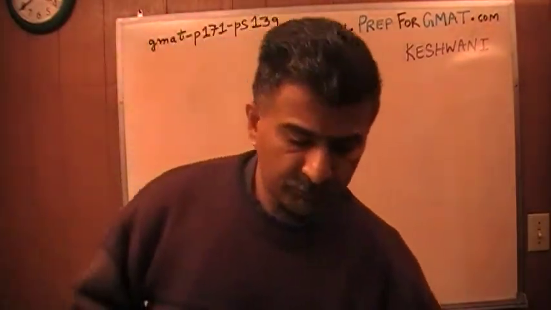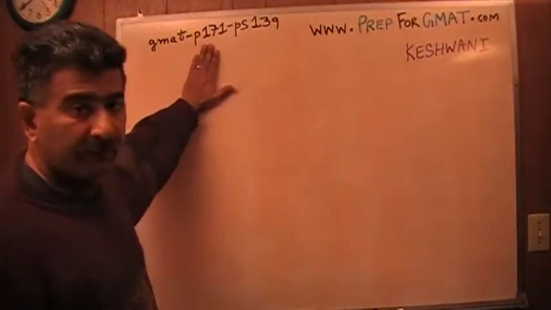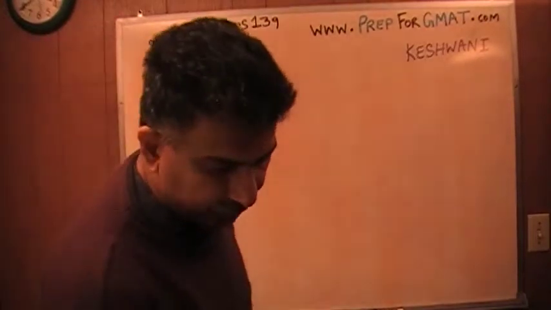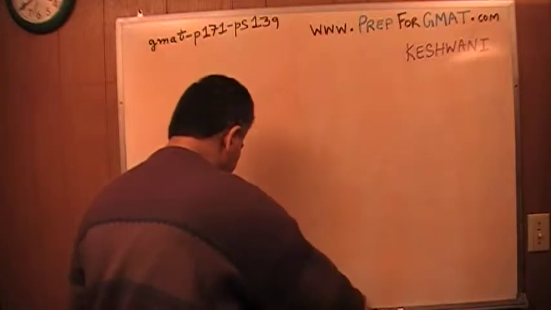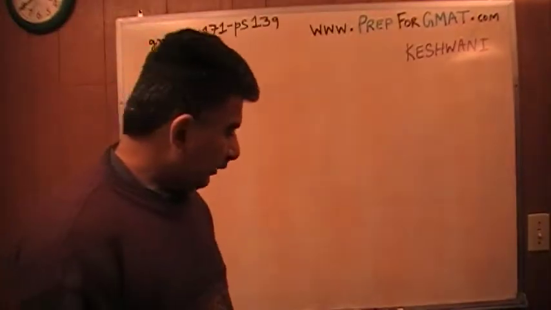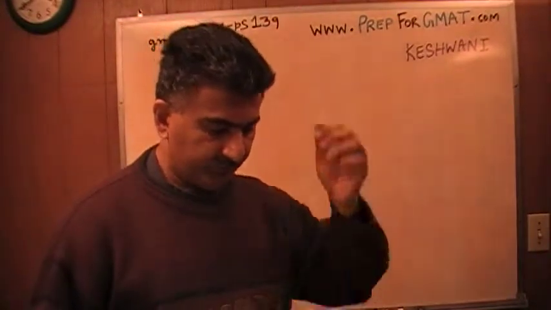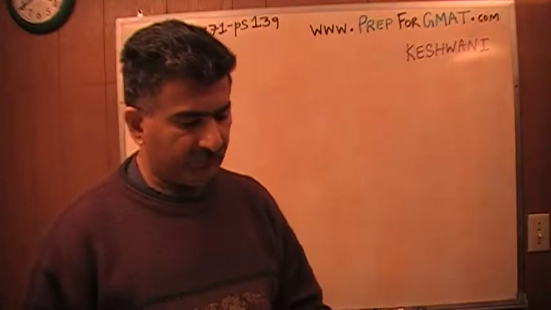The problem that I'm about to solve is the one that you will find on page number 171, problem solving, number 139. Let's take a look at it. You have to have the book in front of you so that you can follow my work and so that you can understand the problem, so that you're able to read the problem yourself. It says, a restaurant meal costs $35.50.